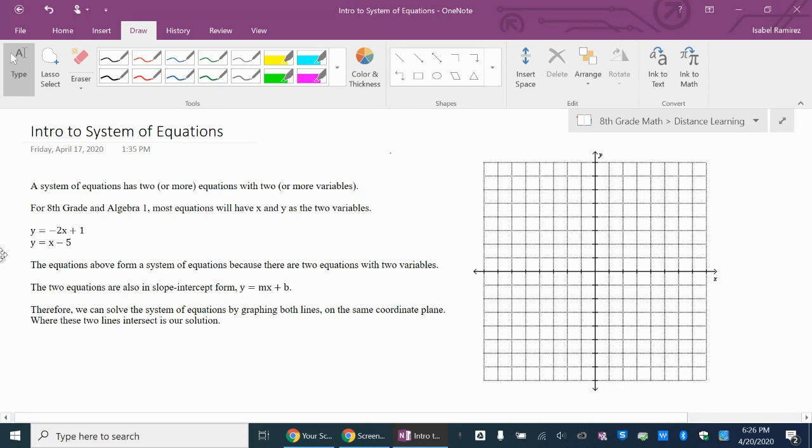Looking at page 46 of your binder, if you don't have your binder, pause this video and grab your binder and open up to page 46, because I'm going to be referring to page 46.